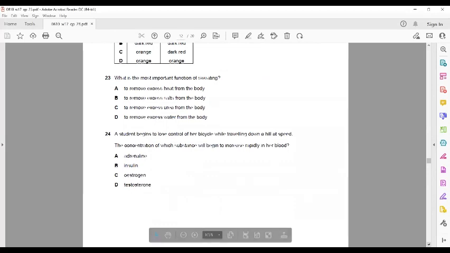What is the most important function of sweating? Remove excess heat from the body. A student begins to lose control of her bicycle while traveling down a hill at speed. The concentration of which substance will begin to increase rapidly in her blood? Adrenaline, yes, exactly. So the answer was adrenaline.